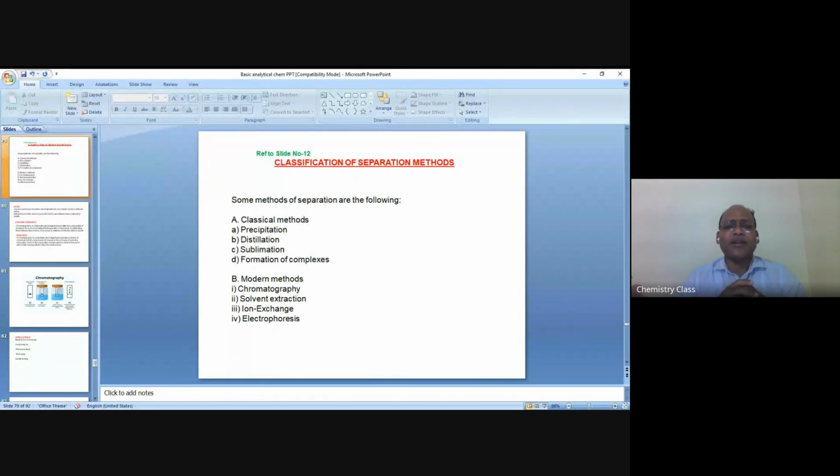Classical methods like precipitation, distillation, sublimation, formation of complexes: these are the classical methods. They were there before, they are there right now, and in the future they will be there. But among modern methods there are chromatography, solvent extraction, ion exchange, and electrophoresis. These 4 methods are in your syllabus, known as the modern methods, and all are very important in your practical life of studies.